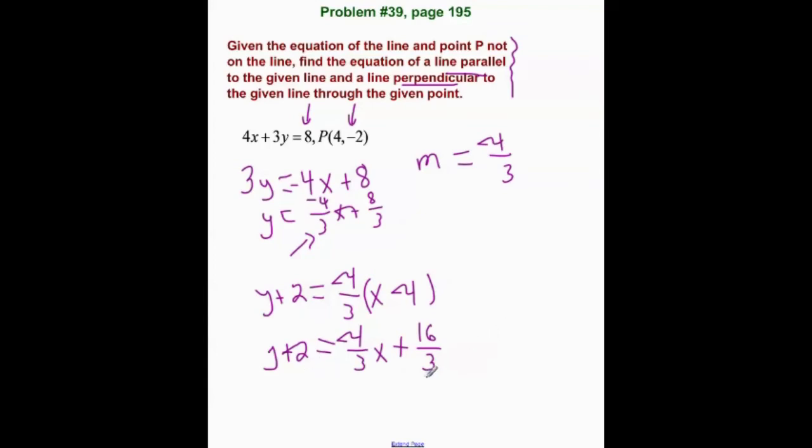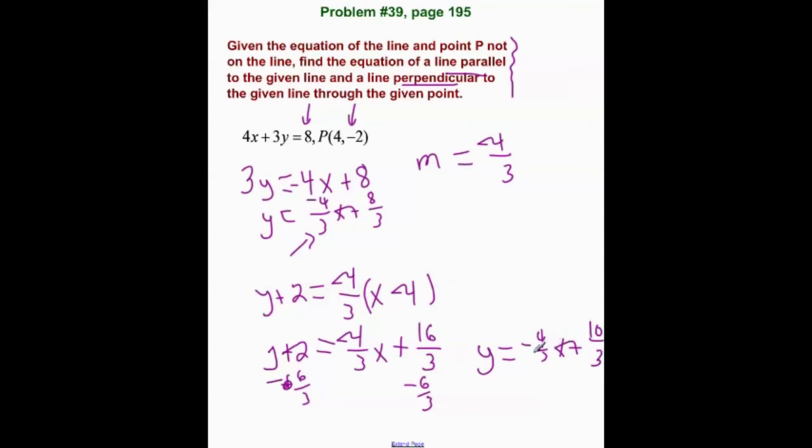I need to subtract 2 from both sides. Well, 2 comes in many different forms, like 2, or 2 over 1, or 4 over 2, or 6 over 3. 6 over 3 is going to work for us, so we're going to subtract 6 thirds from both sides. And my answer is y is equal to negative 4 thirds x plus 10 over 3. There we go. That's an x right there.